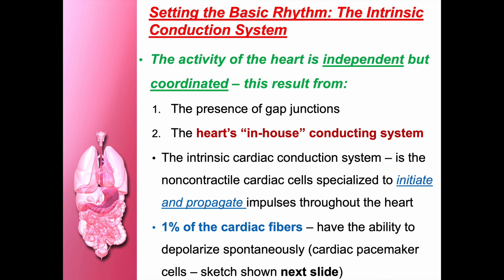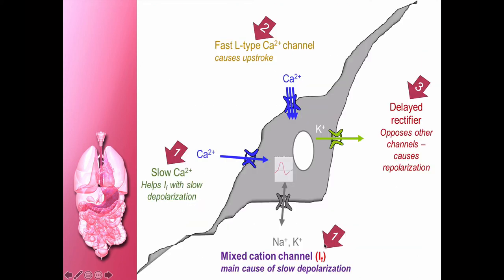As I told you, the heart is generating electric impulse on its own. The heart is completely independent but coordinated. The conduction system is inbuilt inside the heart, the powerhouse. Power generating cells are present inside the heart, so there is no separate system that supplies the electric impulse for the heart. That's what we call the in-house conducting system. I'll show you.